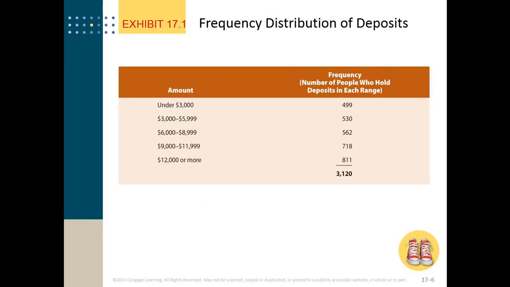This is an example of frequency distribution. A survey was conducted among 3,120 people, and they were asked how much deposit they hold in a financial institution. There were 5 scales: under $3,000, $3,000 to $5,999, $6,000 to $8,999, $9,000 to $11,999, and $12,000 and more.